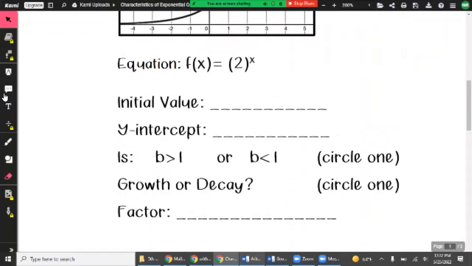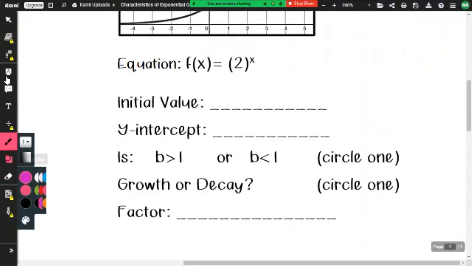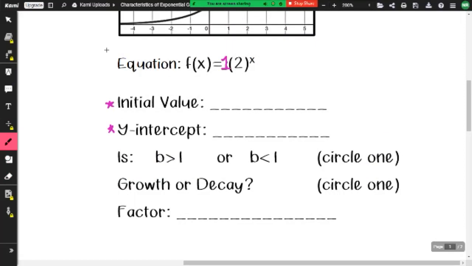First, the initial value. Just know the initial value is the same exact thing as your y-intercept. They're the same thing, but they're both asking for 2 separate types of numbers. Let's first look at the equation. What is my initial value? Where do I find it? It's 1, and it's always going to be the number located in front of the parentheses. If there is no number in front of the parentheses, that number is 1.